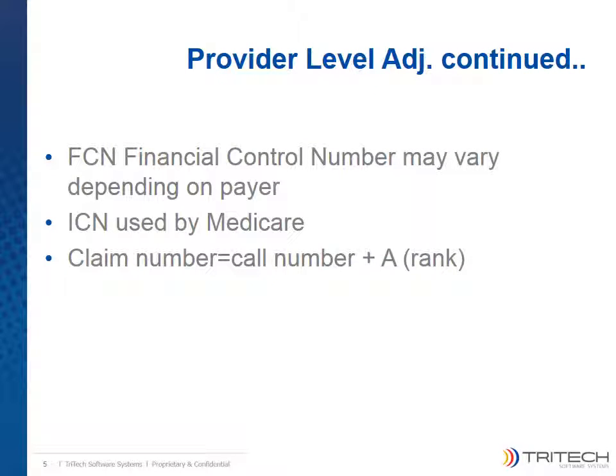Each provider adjustment is listed with the code for the adjustment, the financial control number or FCN, and the amount of the adjustment. The information provided for the financial control number will vary depending on the payer and the circumstance. Medicare remittances will report the related claim's ICN or internal control number, followed by a space, and then the payee's claim identifier. For claims that were generated by billing, this claim identifier will be the call number, followed by the patient rank indicator number, which is typically an A.